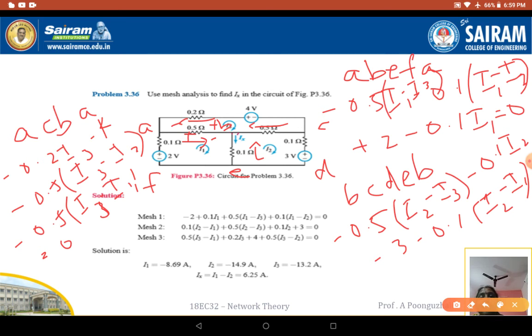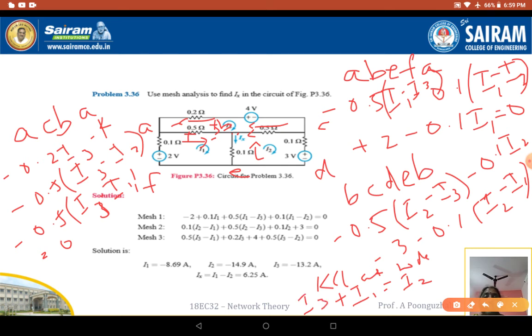So Ix, apply a KCL at node B. When I apply a KCL at node B, incoming current to node B is nothing but I1. Outgoing current is going to be your I2 current. So incoming current is, this is your I1, this is your I3. So I1 plus I3.